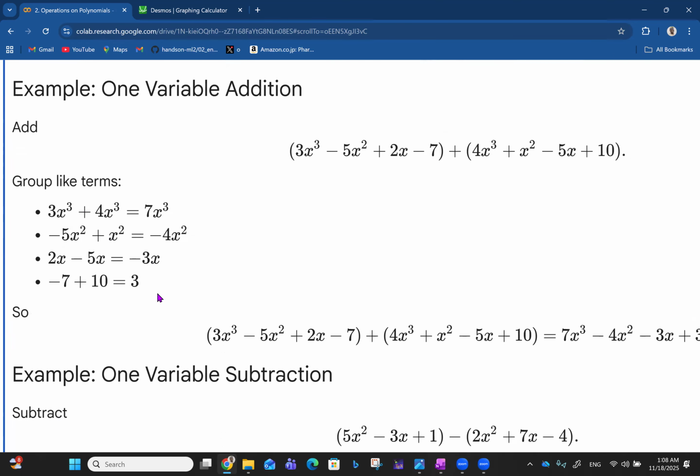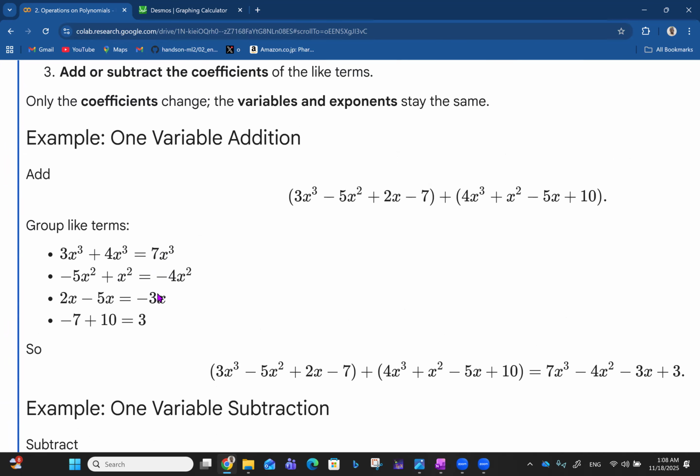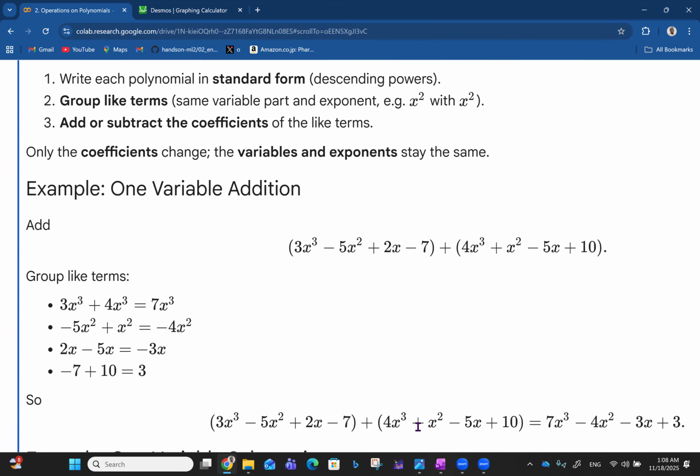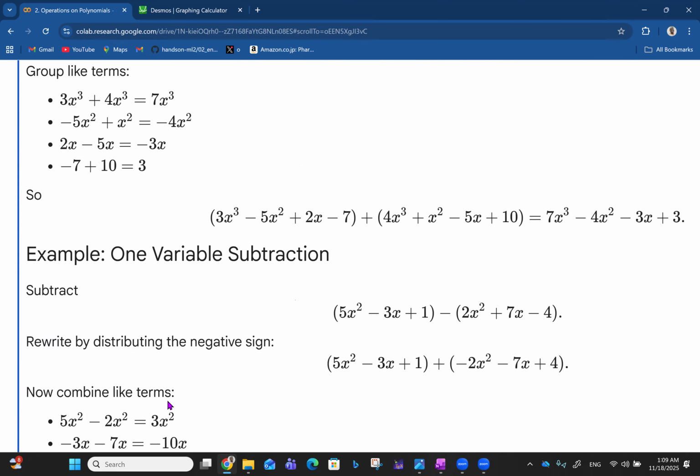So at the end of the day, if you add this together, 3x cubed plus 4x cubed is 7x cubed, minus 5x squared plus x squared is minus 4x squared, 2x minus 5x is minus 3x, minus 7 plus 10 is plus 3. And that's what we have for one variable addition.